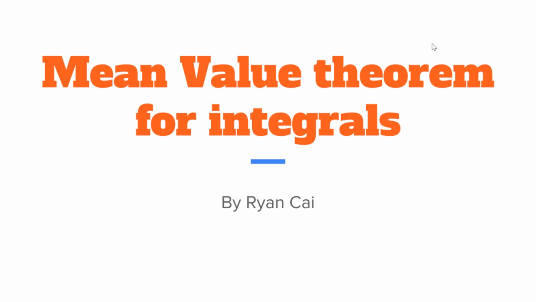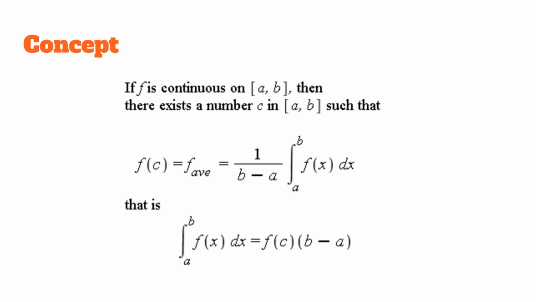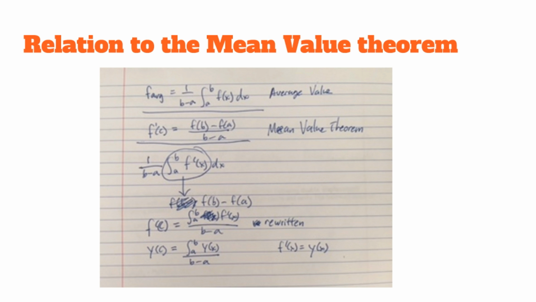Hi, my name is Ryan Kai, and I'll be doing mean value theorem for integrals, and this is just building on top of Sai's presentation. So the concept of the mean value theorem is that if you have an interval from a to b and you have a function f of x and it's continuous, then all this just states is that there has to exist a value c in which that value is the average value, and if you multiply that by the interval b minus a, then that will be equivalent to the integral from a to b of f of x.